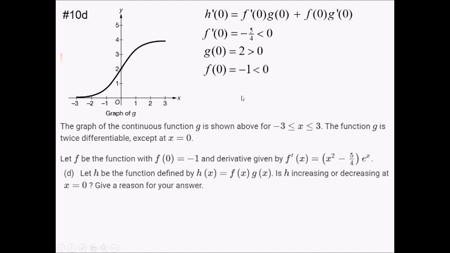And then finally, for g prime of 0, well, we notice that g is increasing at the x value 0. Therefore, g prime of 0 is going to be positive. We don't know exactly what it is, but we know it's positive. So for the first term, we've got a negative times a positive, which is a negative. For the second term, we have a negative times a positive, which is also a negative. If you take two negatives and add them together, you get something that is negative. Therefore, h prime of 0 must be a negative number, which means that h itself must be decreasing at x equals 0.